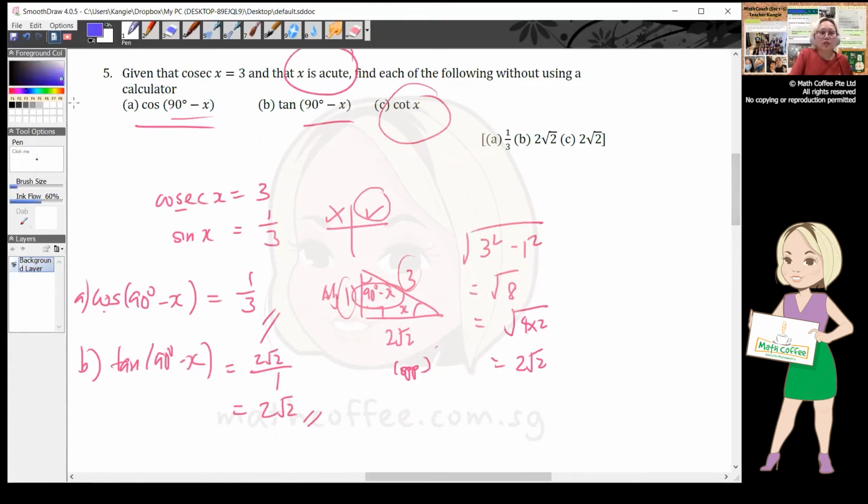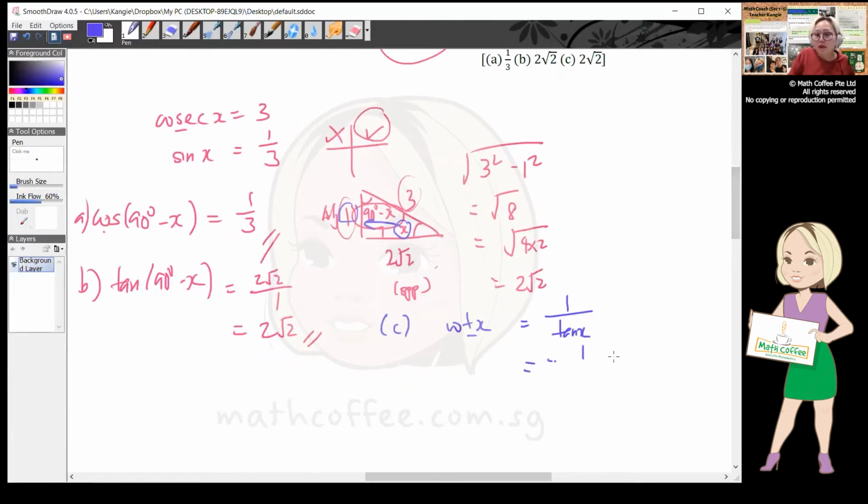Cotangent x. Change another color. I'm going to do here. So cotangent x, third letter T. So it's 1 over tangent x. Okay, so I can see I use x. So when you use x, you must make sure you use x as the angle reference. This time around, the opposite is 1. So it's 1 over 2 square root 2.